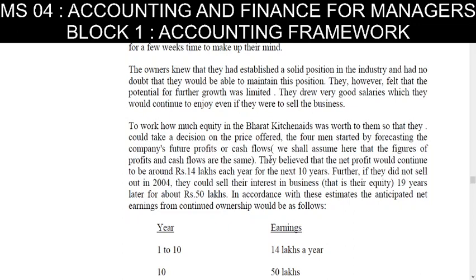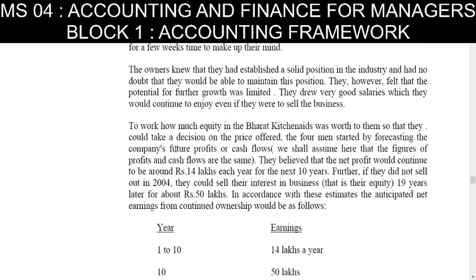Now here, the summary is that someone started a company and their total equity was 32 lakh rupees. They are earning 14 lakh rupees every year, that is the return on their investment, which is 44%. Now someone wanted to buy that business. In order to value the worth of the firm, they are estimating the future cash flows and their present value. We'll see this to work out how much equity the company was worth to them, so that they could take a decision.